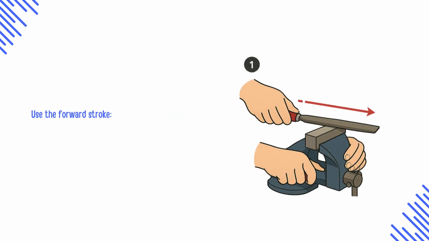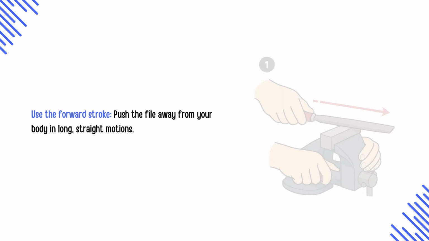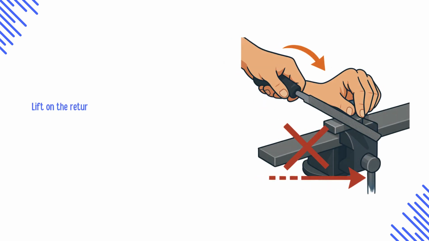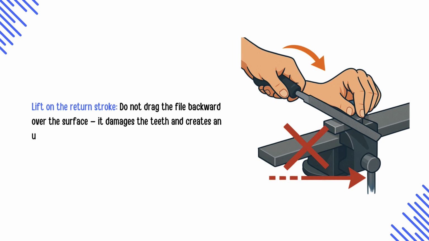Number 3. Use the forward stroke. Push the file away from your body in long, straight motions. Apply even pressure only on the forward stroke. Number 4. Lift on the return stroke. Do not drag the file backward over the surface. It damages the teeth and creates an uneven finish.